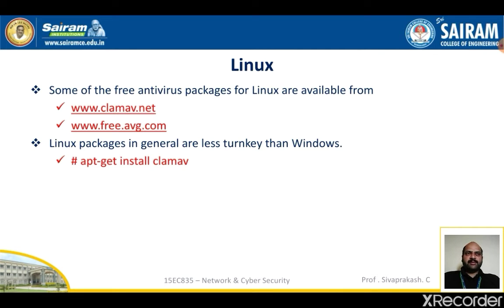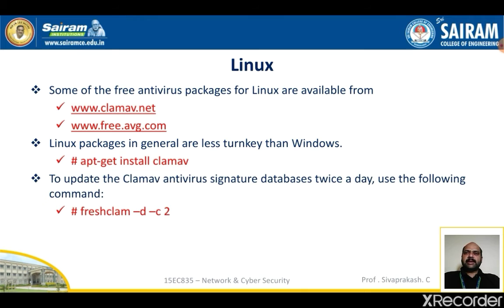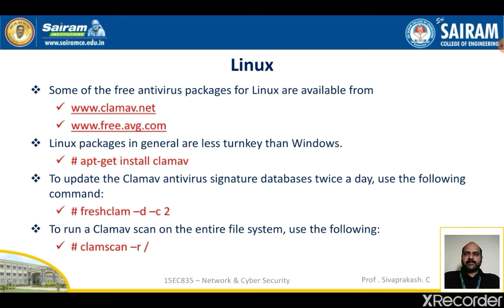For example, we can install ClamAV on Ubuntu with the command given below. Similarly, on Red Hat Linux, we can search for and install ClamAV using Yum Extender. To update the ClamAV antivirus signature database twice a day, use the following command: freshclam -d -c2. The freshclam command does an immediate update if invoked with no arguments.